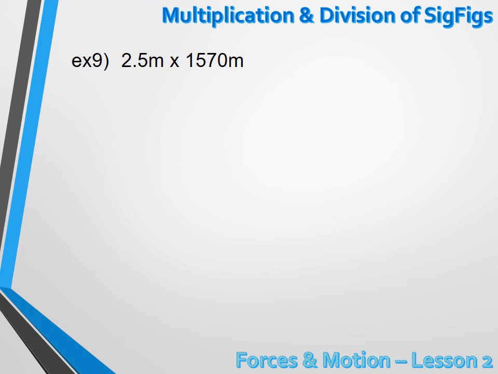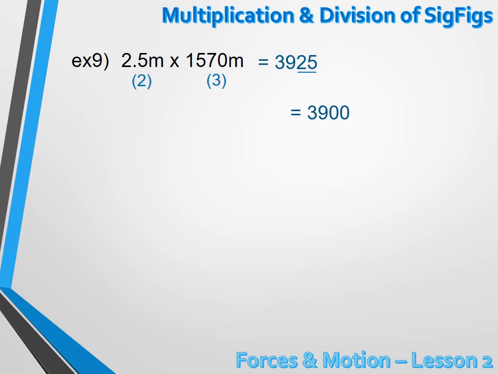Example 9, 2.5 meters multiplied by 1,570 meters. I punch that into my calculator and I get 3,925. 2.5 is 2 significant figures. 1,570 has 3. So that means my answer has 2 significant figures. So I will keep the 3,9. I will have to round off the 2,5. When I do that, it does not give me 39. I point this out because it is a common mistake that grade 10s make. 3,925 cannot become 39. 3,925 becomes 3,900.